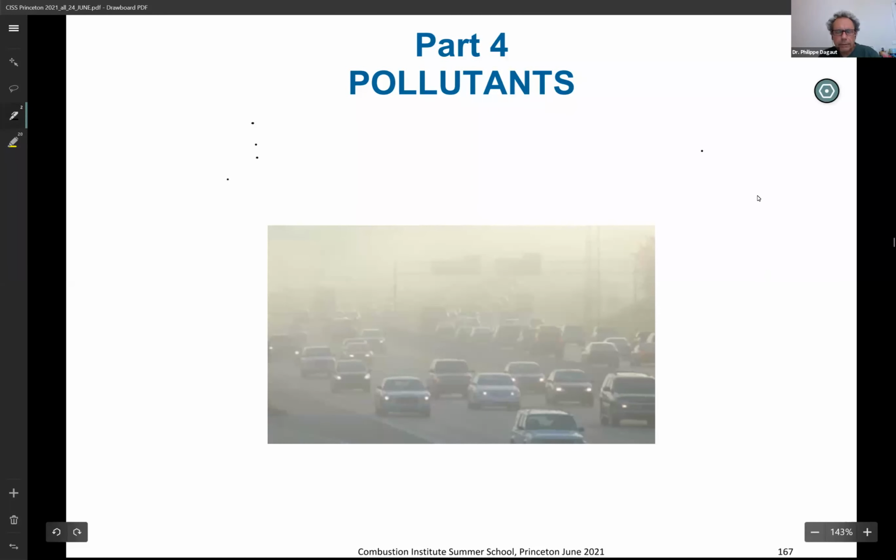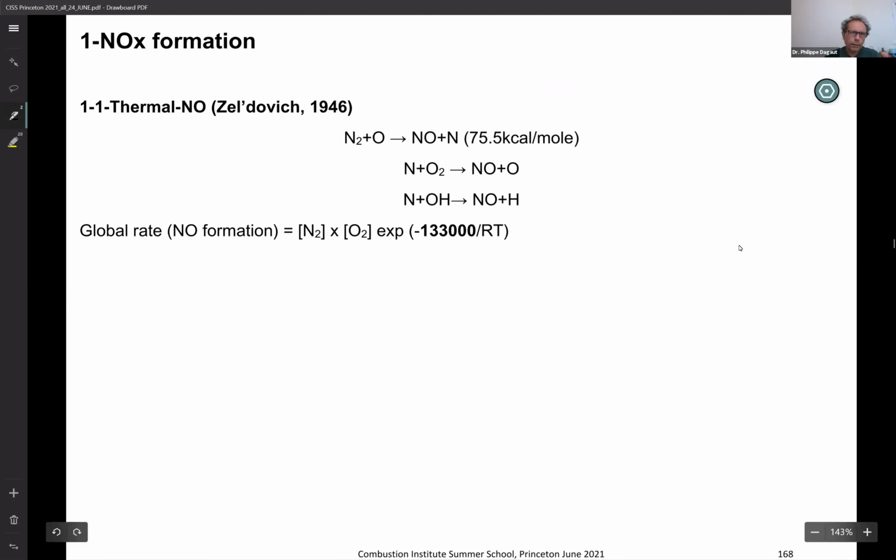So good morning, everyone. Today the session will be on pollutants. And we will start with NOx formation. Now, there are several mechanisms which are responsible for the formation of NOx.